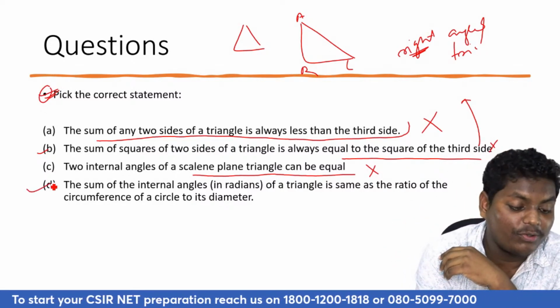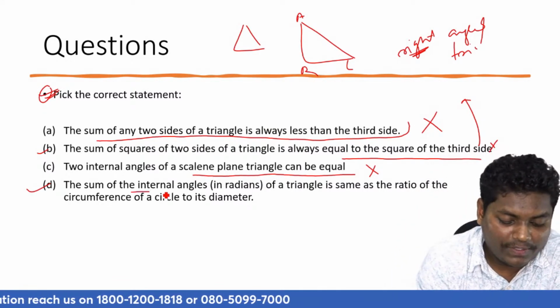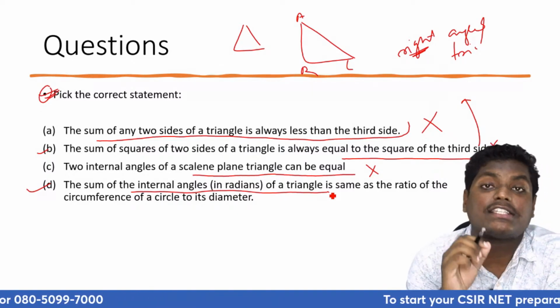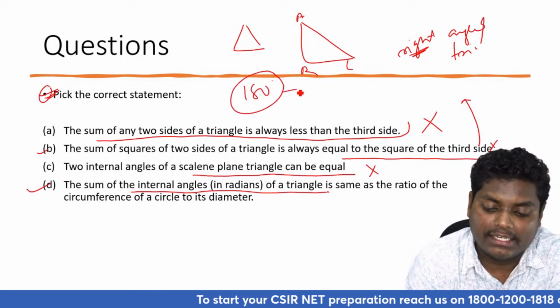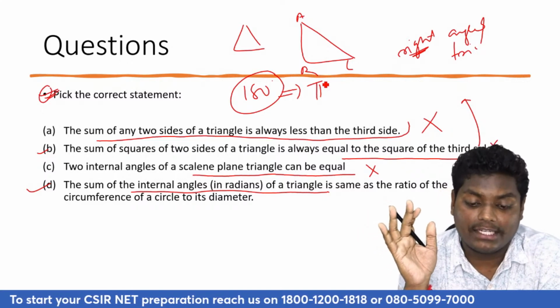Now by elimination only we can say that option D is correct. But let's understand. It is saying the sum of internal angles of a triangle in radian. So basically the sum of internal angles of a triangle is 180 degree. Basically it is pi radian. 180 degree is equal to pi radian.